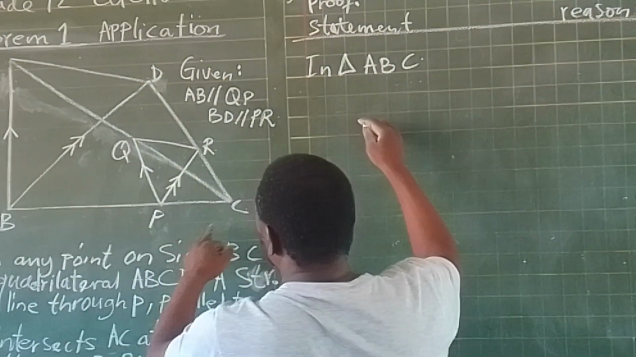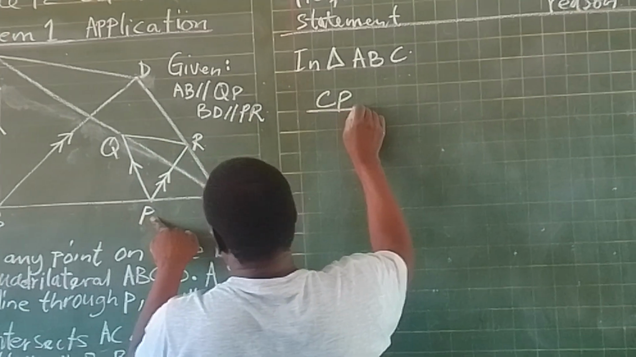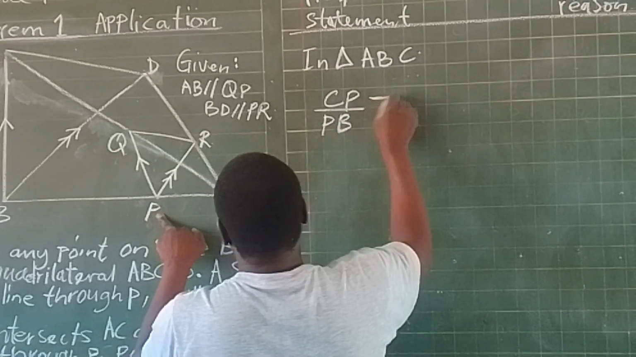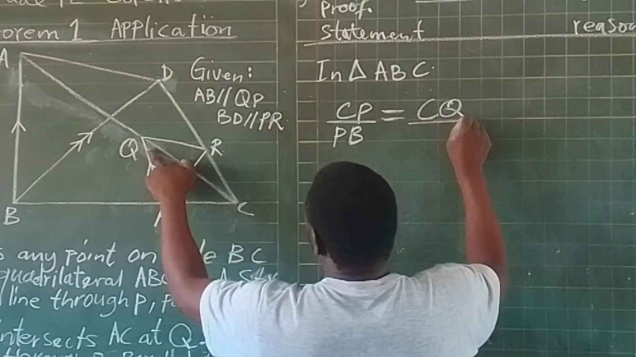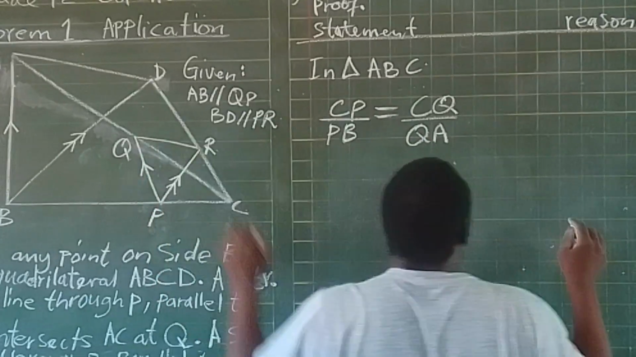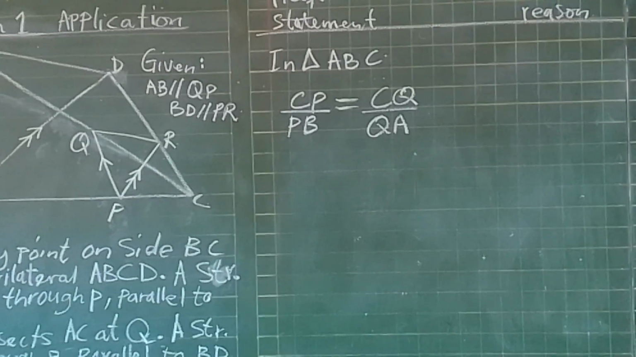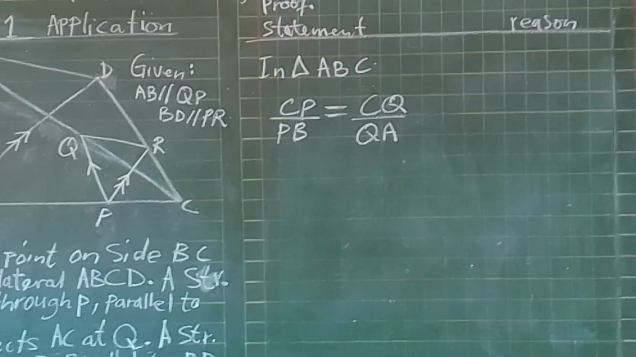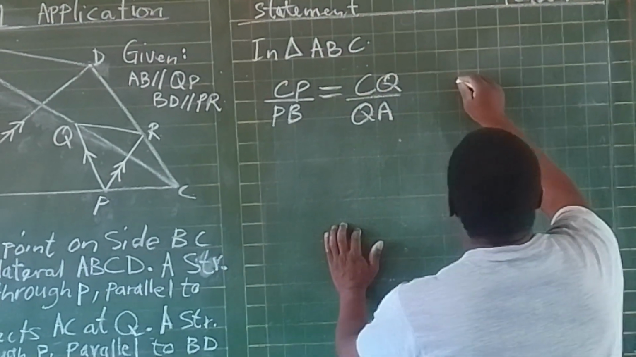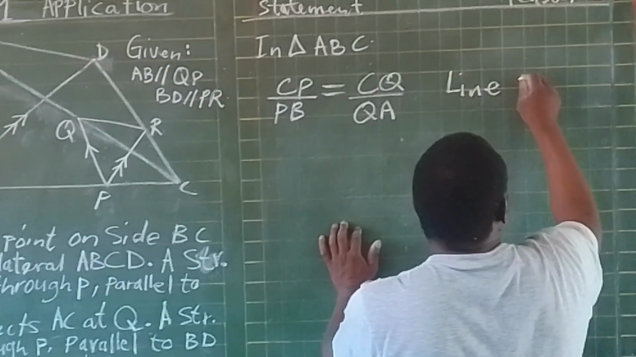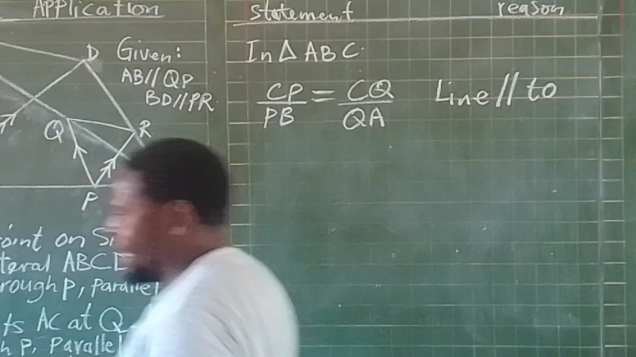So you can conclude by saying CP over PB is equal to CQ over QA. The reason for that is: line parallel to one side of a triangle. This is the reason. The reason for this is line parallel to one side of a triangle.